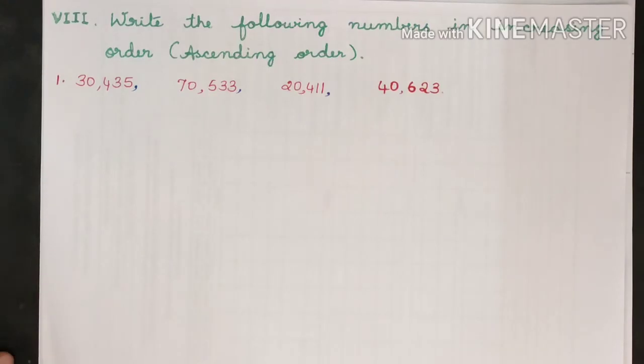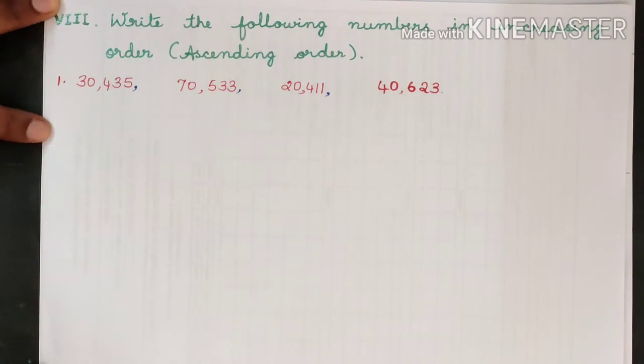Let us now solve Roman number 8. Write the following numbers in increasing order, which is the other name for ascending order. Increasing order and ascending order both mean the same. First question: 30,435, 70,533, 20,411 and 40,623. Now let us arrange these numbers in ascending order.